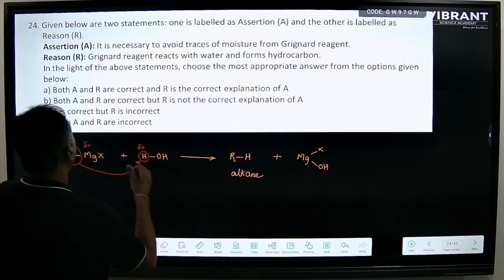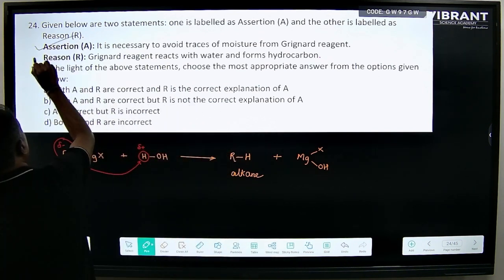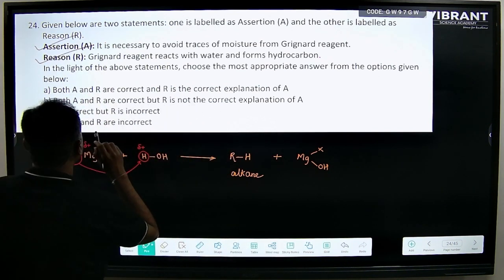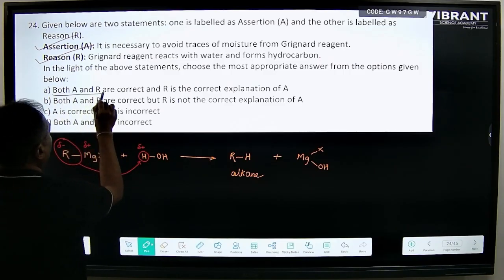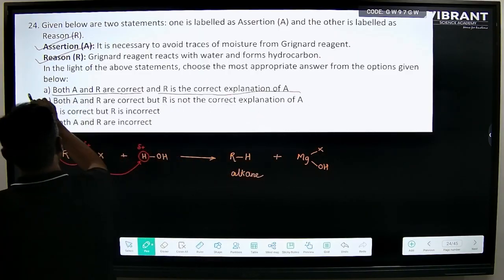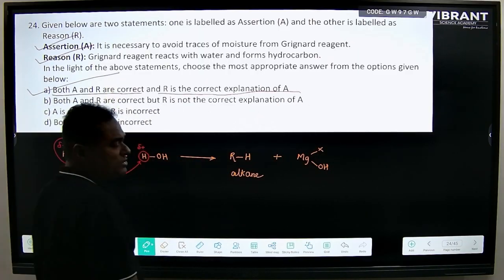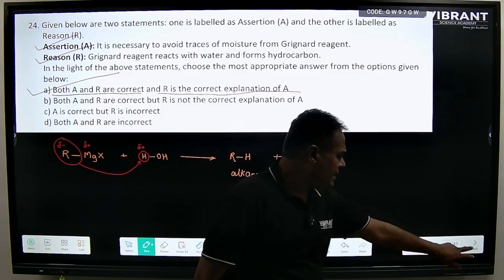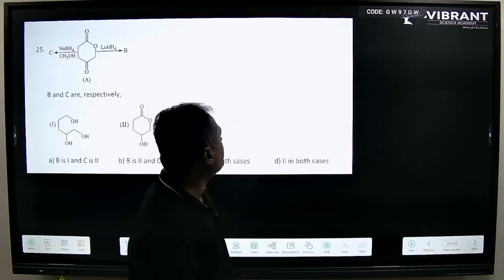I think both these statements you can see are correct. So, your correct answer has to be both A and R are correct, and R is the correct explanation of A. I think the correct answer has to be A. I hope this is clear, child. Let us take the next question.